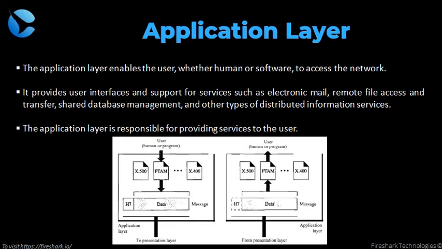Application layer enables the user, whether human or software, to access the network. It provides user interface and support for services such as electronic mail, remote file access and transfer, shared database management, and other types of distributed information services. The application layer is responsible for providing services to the users.